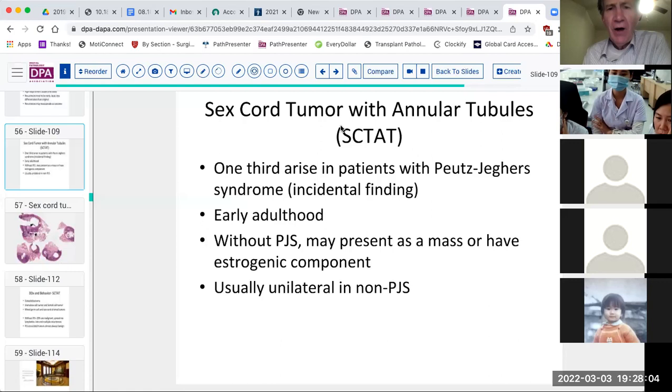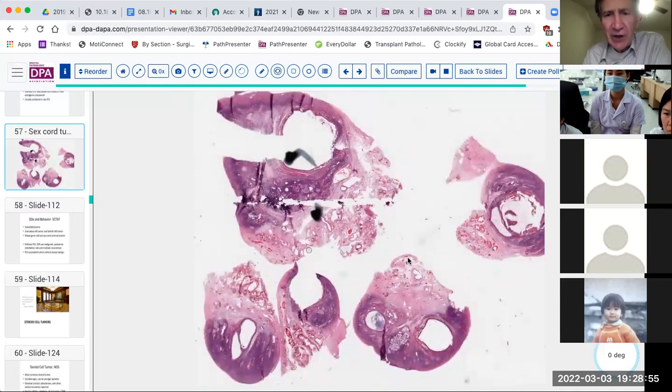All right, a sex cord tumor with annular tubules, or what we call SCTAT. This is a nice acronym, and these are not common cases. They're often found incidentally in patients with Peutz-Jeghers syndrome, which I imagine is not common in Vietnam, but they may occasionally present otherwise as a non-syndromic occurrence. And in those cases, it's usually unilateral, whereas in Peutz-Jeghers syndrome, it may actually be bilateral fairly frequently. This is a tumor with a very characteristic morphology. And so once you have seen this tumor, you will remember it for a long time.